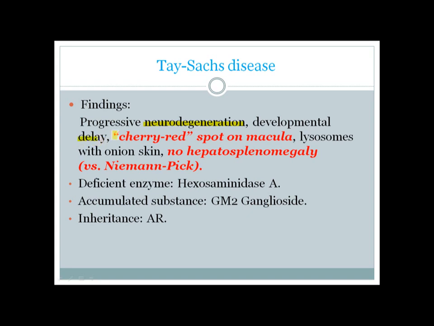And very importantly, those patients have a cherry red spot on the macula and lysosomes with onion skin. And most importantly, those patients do not have any hepatosplenomegaly. As I previously mentioned, Niemann-Pick disease also has a cherry red spot in the macula, but Niemann-Pick disease patients have hepatosplenomegaly. The deficient enzyme is hexosaminidase A.